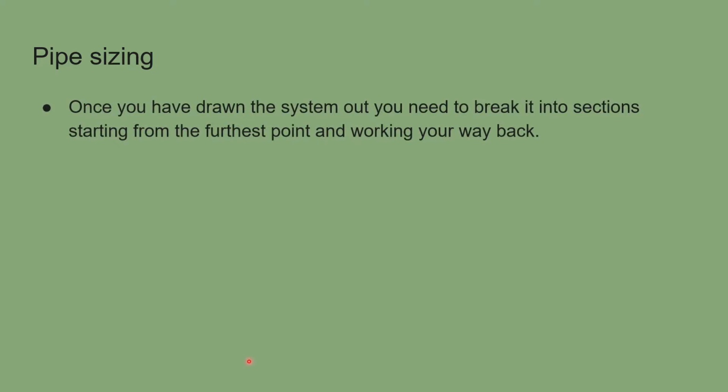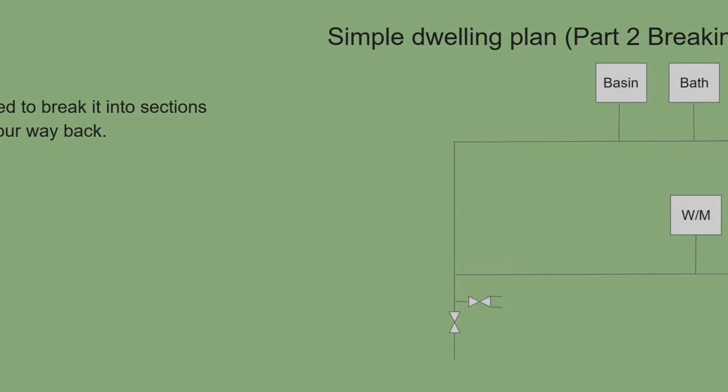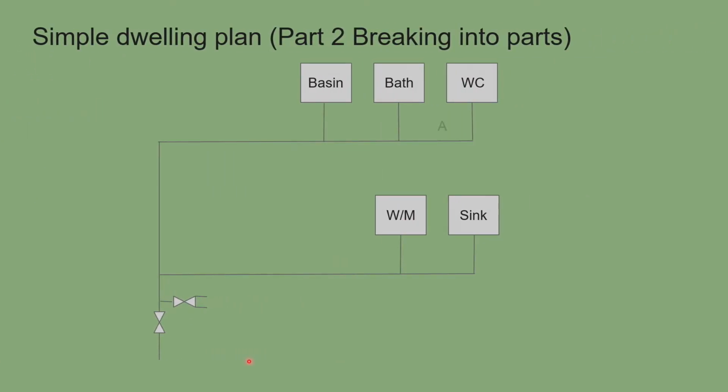Now, once we've done the drawing, you've got to break it into its sections. You break it into its sections, but you start at the furthest point, work your way back, and then you go to the next bit and the next bit. So I've done the example on the next slide. We'd start off at the WC because that is the furthest appliance on the run. Then it would be the bath. So from the bath tee to the WC is section A.